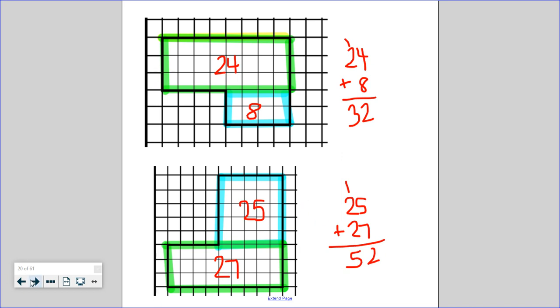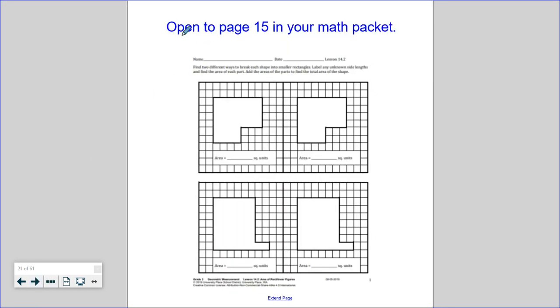What I want you to do is open your packet to page 15. If you have already picked up the new math packet, this is not there. This is in the one from last week, the one that on the cover says April 27th to May 8th. It's not your brand new packet. We're going to find the area of these together, so if you don't have your packet or something to write with, pause this video, go grab those things, and then come back so we can go over this together.